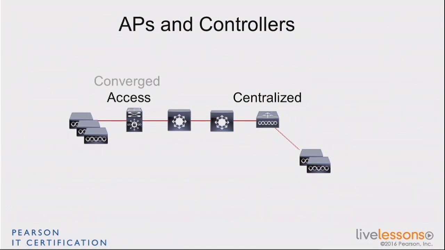What is important for the exam is that you understand the difference between the centralized mode, where the access points connect to that appliance that is managing them, and the converged access mode, where you converge the wireless connection and the wired connection, so the controller function is inside a switch that is at the access layer.